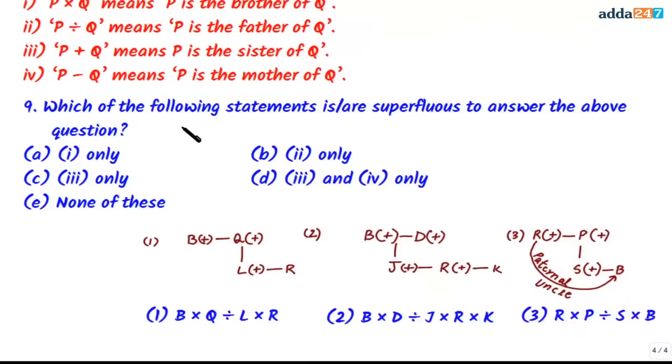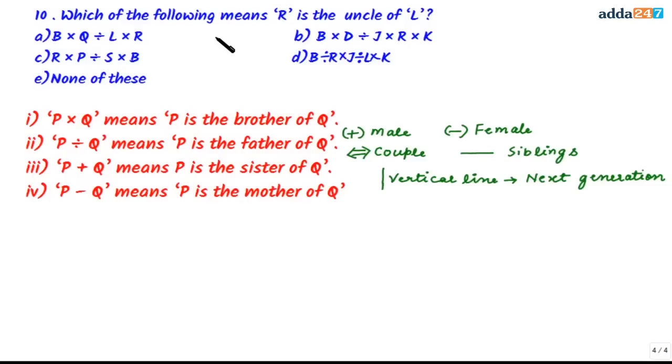Question number 9. Which of the following statements is or are superfluous to the answer in the above question? So we have to choose those statements out of these 4 which were not used in finding the answer. And we can see that in these 3 conditions which were given, we've not used plus and minus. That means statements 3 and 4 are superfluous for finding the answer. So D is the correct option. Let's do question number 10.